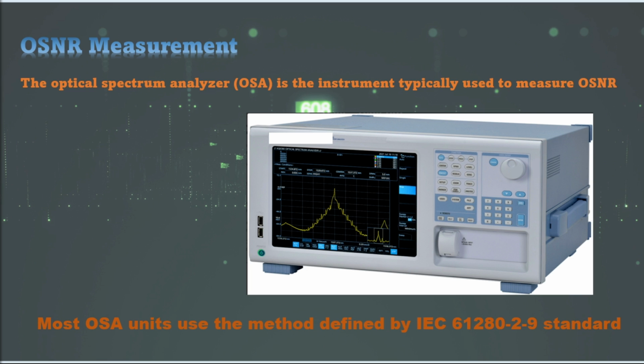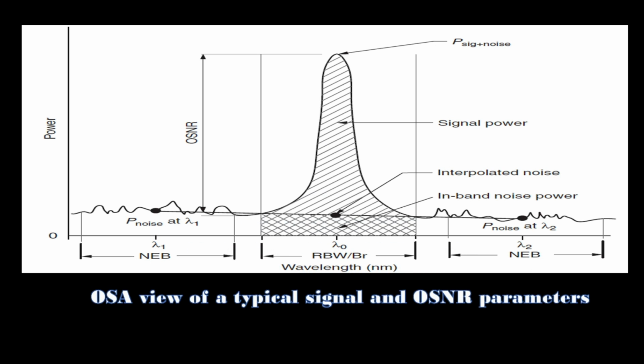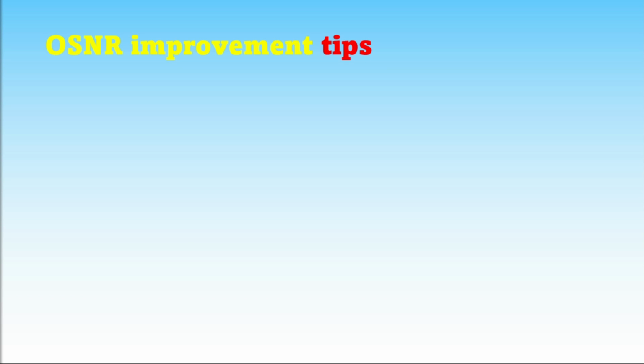Signal and noise measurements are made over a specific spectral bandwidth. Here is the typical OSA view for a signal and OSNR parameters, which includes the resolution bandwidth and NEB, that is noise equivalent bandwidth. Noise is almost impossible to remove, but we can use some tips to improve OSNR.